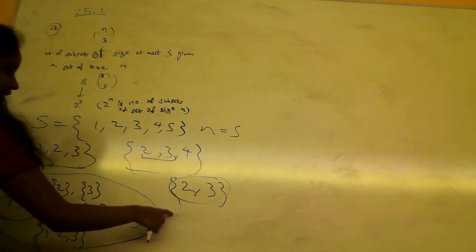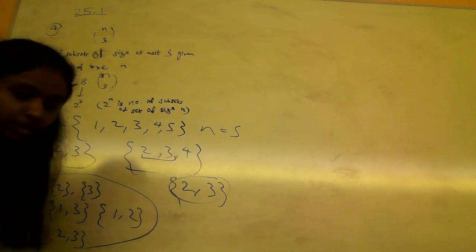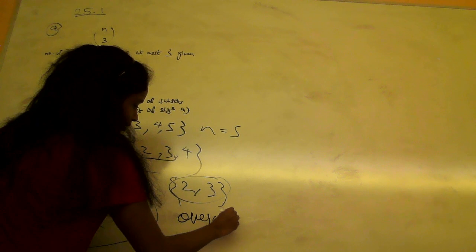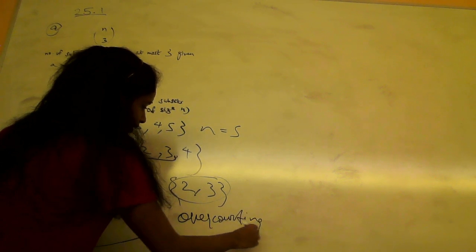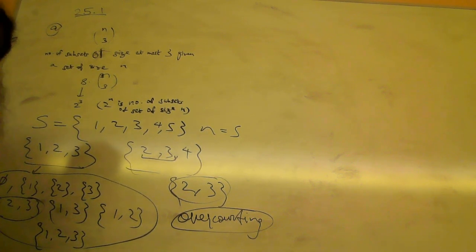So by this, since we are counting elements twice, we can conclude that Vincent will be overcounting the number of subsets of size at most 3 of S in this case.